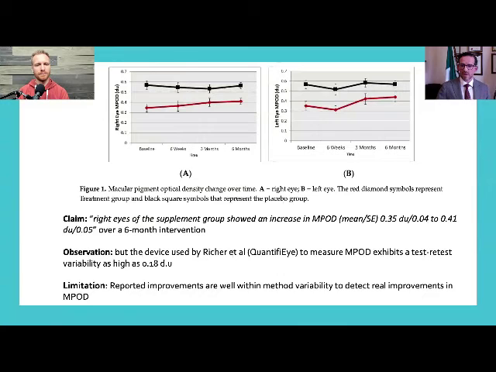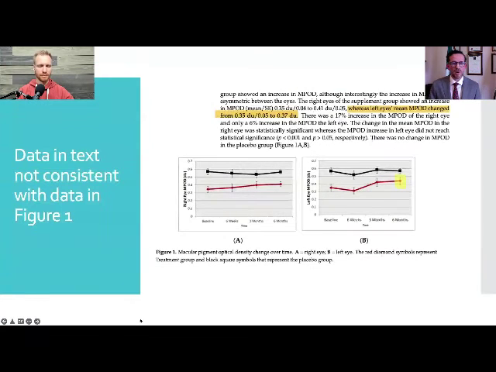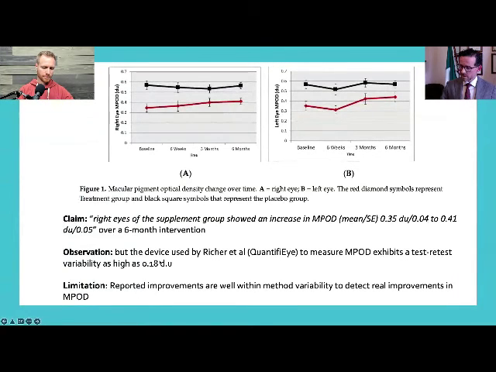And just some other relatively small points that we can see. Well, they're crucially important, actually. The right eye, the claim here is that the right eye supplement group showed an increase in macular pigment going from 0.35 to 0.41 over the 6-month intervention. But the device used, so they used the Quantify system, used to measure, exhibits a higher retest variability than the type of change, the variability that we see.